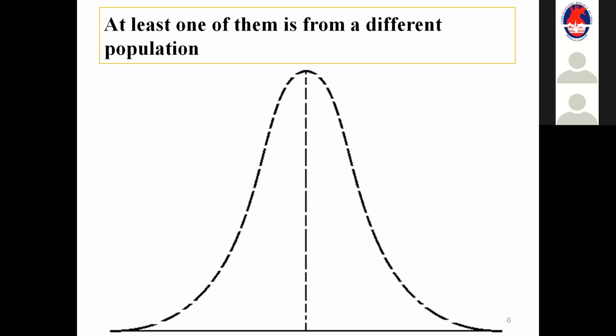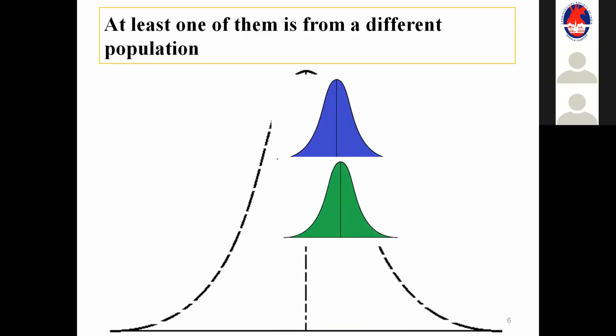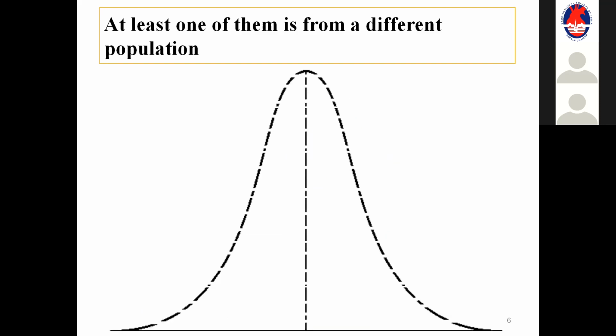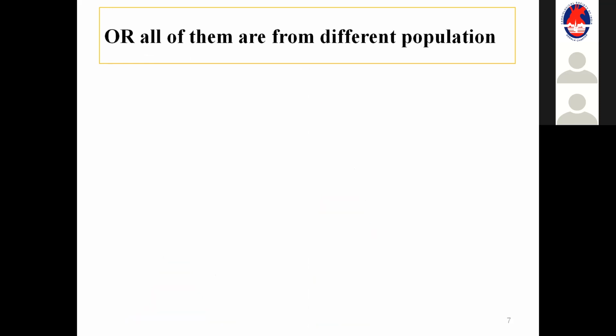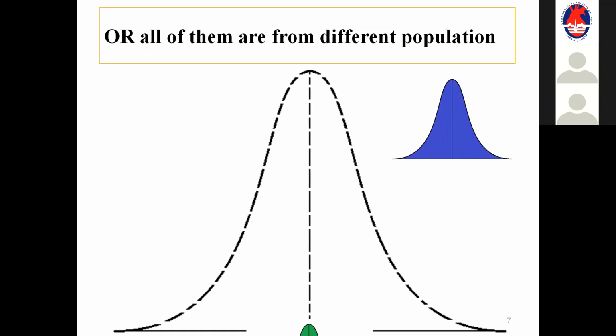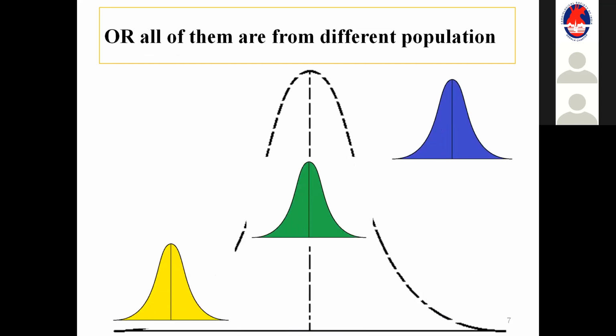Another scenario is at least one of them is from a different population. So we will get two of them from the same population and one of them from a different population. In our assumption, this is the population we are taking from, and in the three different samples, we see one is not represented by this population. Or all of them are from a different population. So these are the different scenarios possible for a three group situation.